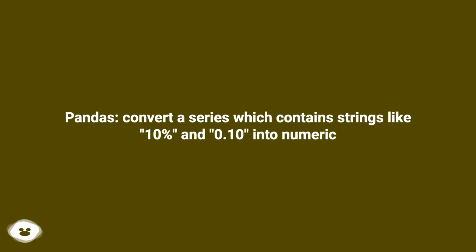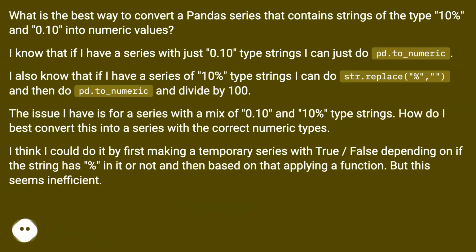Pandas, convert a series which contains strings like 10% and 0.10 into numeric. What is the best way to convert a Pandas series that contains strings of the type 10% and 0.10 into numeric values? I know that if I have a series with just 0.10 type strings I can just do pd.to_numeric.